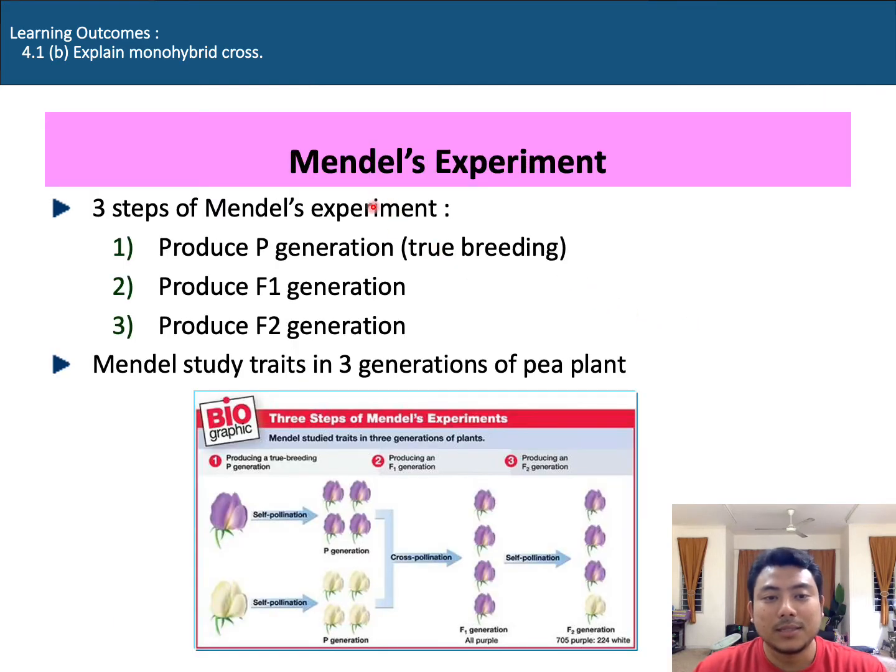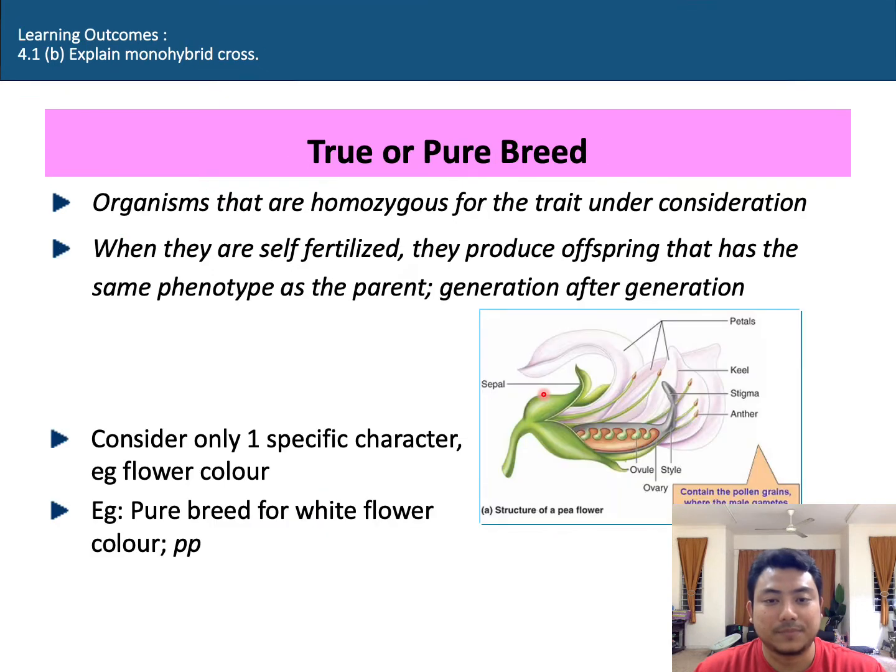Okay, Mendel's experiment biasanya akan buat in 3 steps. Number 1, first they need to produce the P generation, i.e. the true breeding. P for the parental generation, and then produce the F1 generation, not the F1 Formula 1 car race. F1 is first filial, iaitu filial pertama, generasi pertama, and F2 generation, filial 2. Mendel studied traits in 3 generations of pea plants.